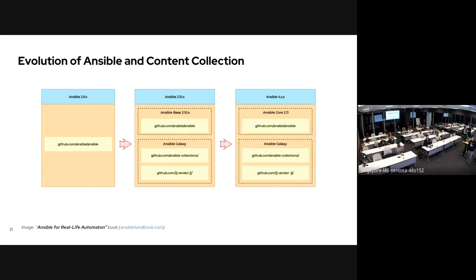So this is just to show the differences. After that, we started changing the naming convention as well, right? So you can see over here that Ansible 4.x kind of matches the core 2.11, and these days it keeps on moving. Right? The AAP version is going to be 2.14, right?